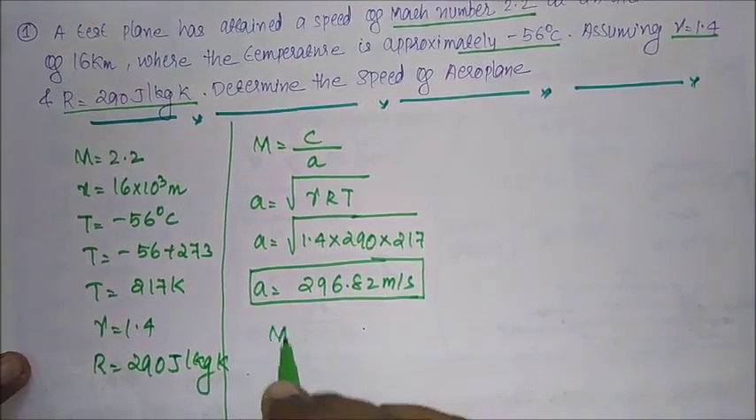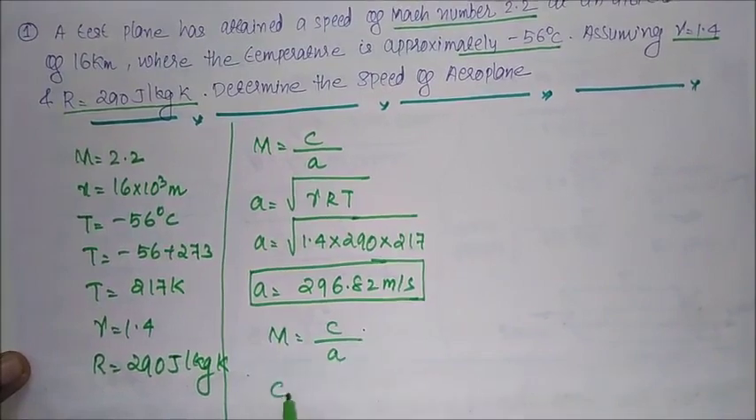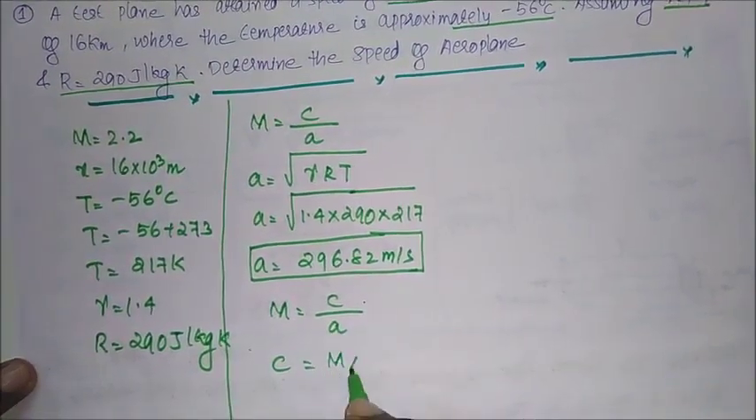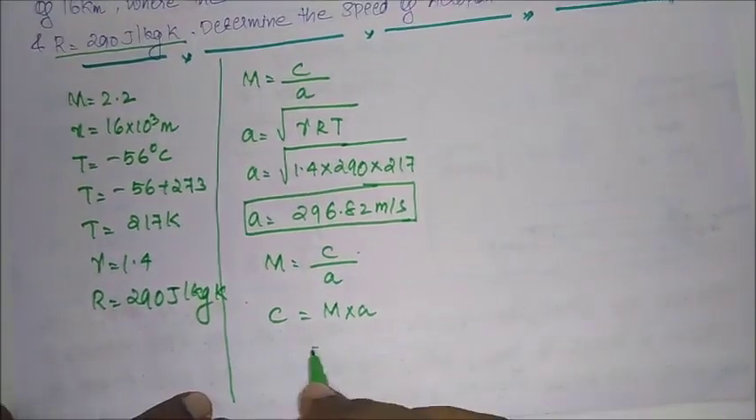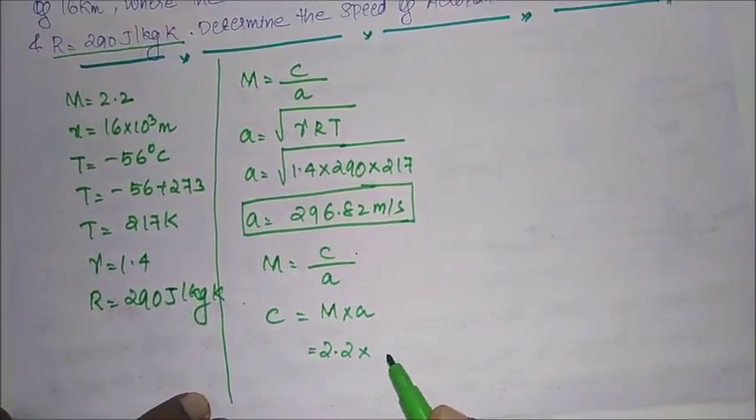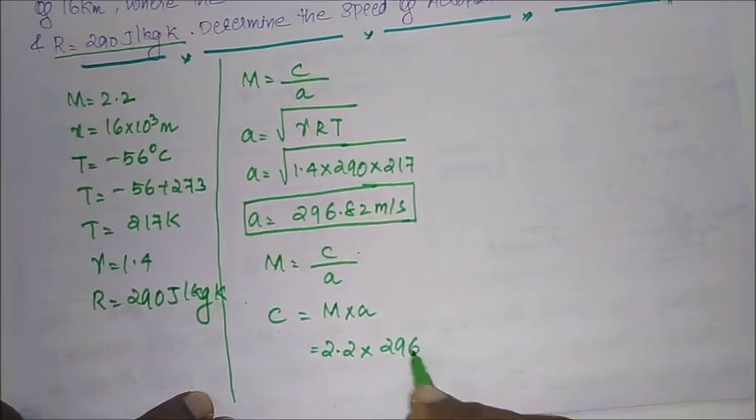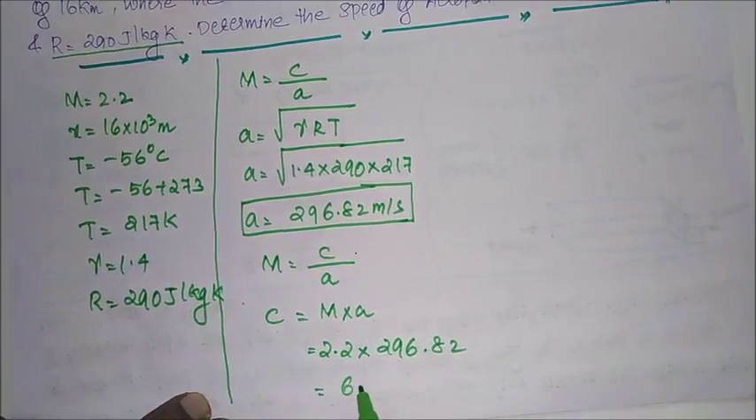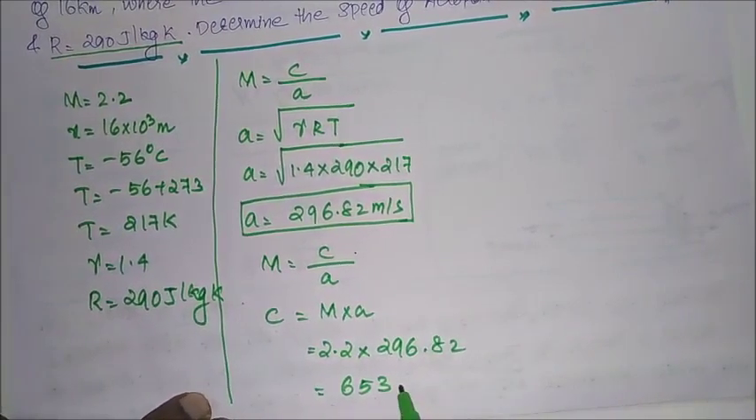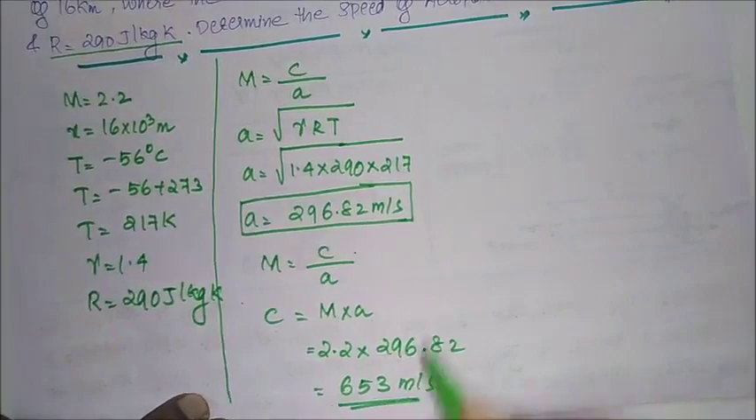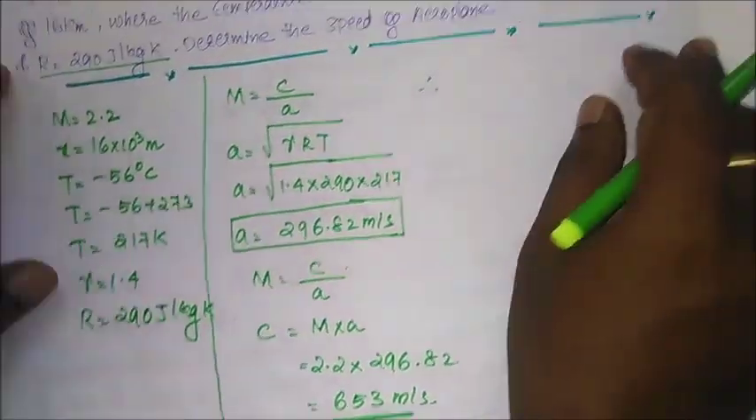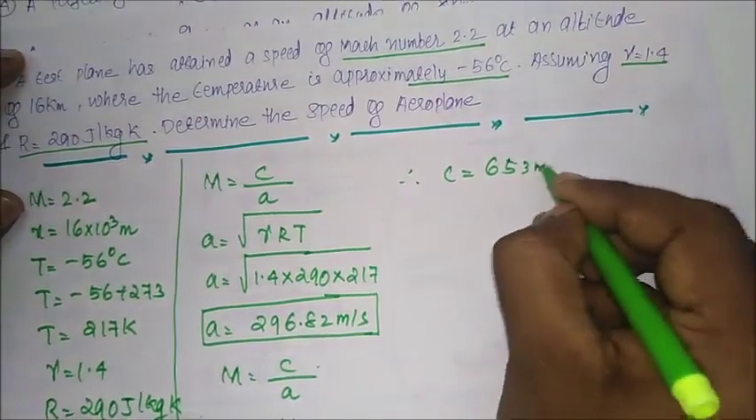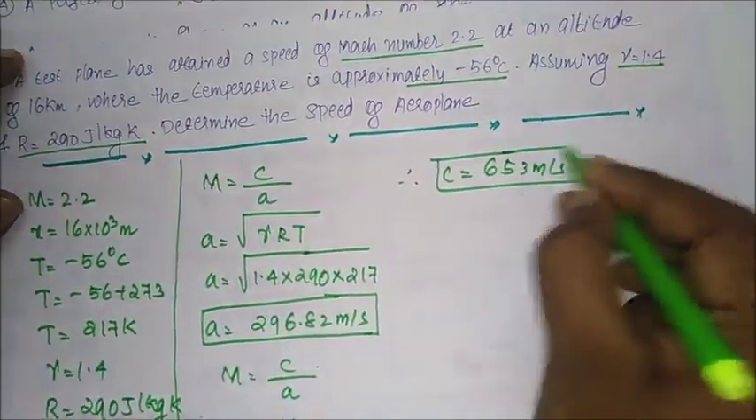We know that M is equal to C by A. Therefore, the velocity of the object or aeroplane, C, is equal to M into A, that is 2.2 into 296.82. So C is approximately 653 meter per second. Therefore, the velocity of the aeroplane, C, is equal to 653 meter per second. That is a simple question.